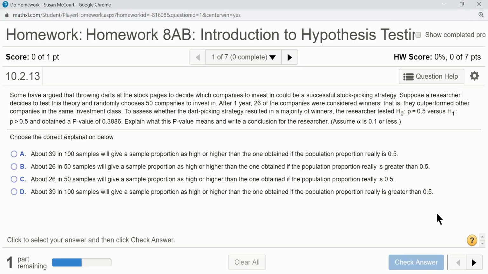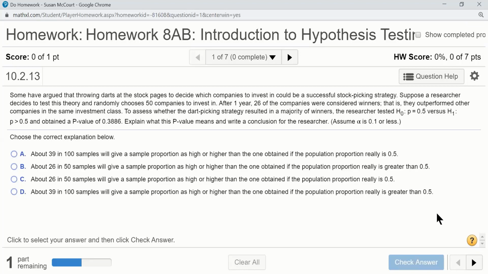All right. Some have argued that throwing darts at stock pages to decide what companies to invest in could be a successful stock picking strategy. Suppose a researcher decides to test this theory and randomly chooses 50 companies to invest in. After a year, 26 of the companies were considered winners. That means they outperformed other companies in the same investment class.